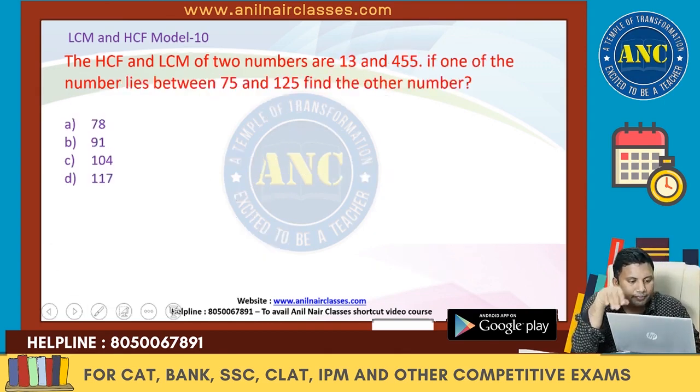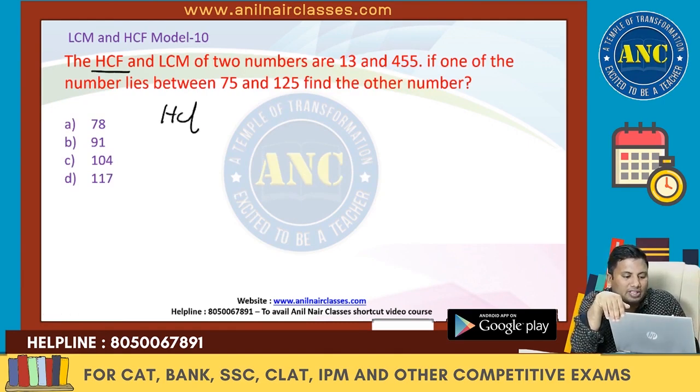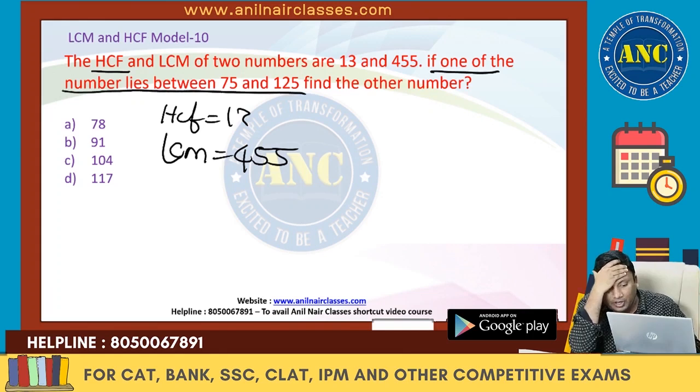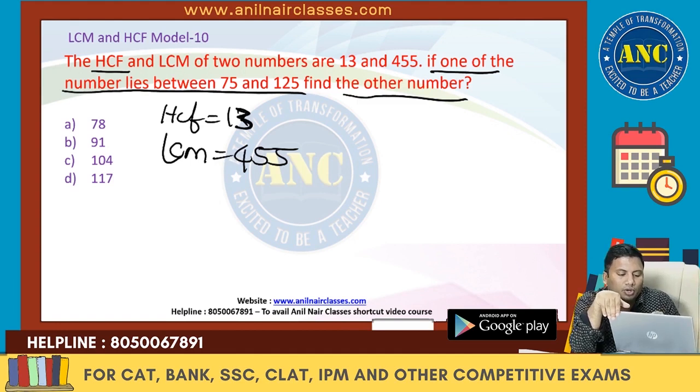Next one. HCF is 13 and LCM is 455. If one of the numbers lies between 75 and 125, find the other number. You don't need to do anything.